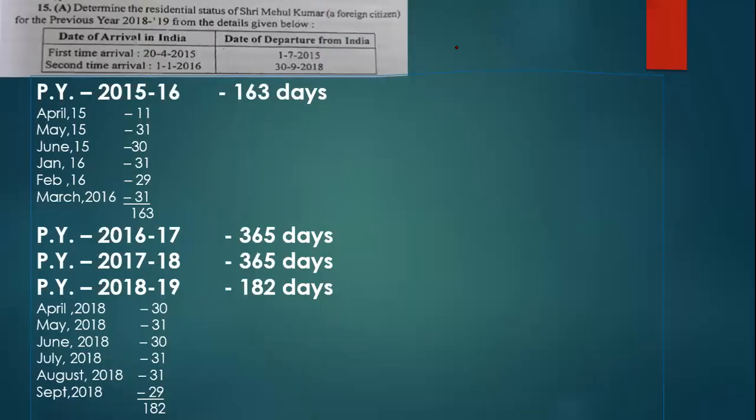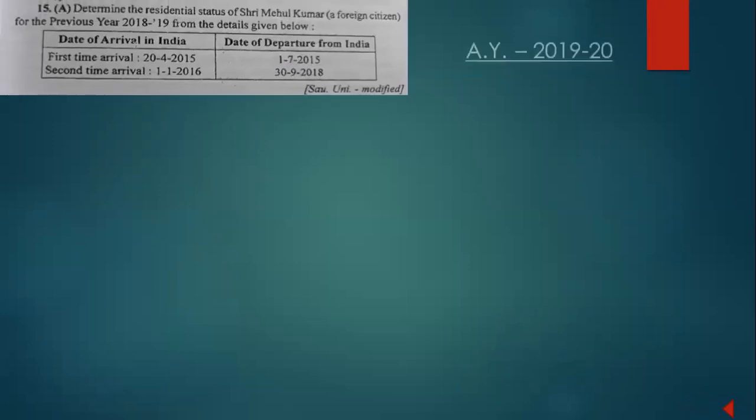So now we just have to make the table and keep the number of days in the table. Okay, so let's go for the table. Let's start the calculation for this. First, we will write the assessment year, that is 2019-20. How will we define that? Because the previous year has been given, we have to find out the assessment year from the previous year, that is 2019-20. And the previous year is already given, 2018-19.